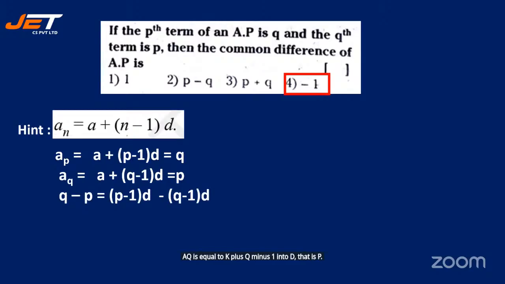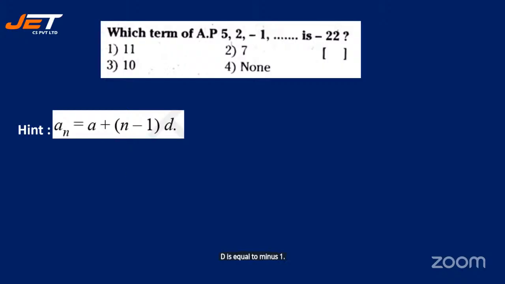So what is Q minus P? A plus p minus 1 into d, minus a plus q minus 1 into d. So Q minus P is equal to P minus Q into d. So you can take minus outside, so you will get minus of P minus Q by P minus Q, which is d is equal to minus 1. All right? Yes, see the next question.